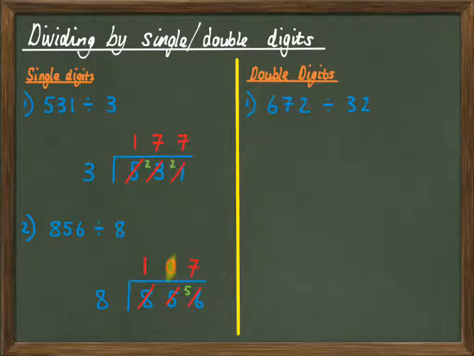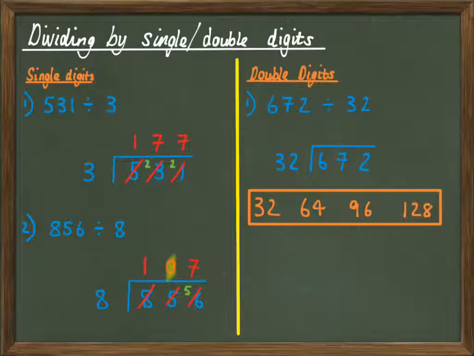Double digits, you treat it the same way. The only way that it's more difficult really is because of the fact that we don't learn our 32 times tables like we would our 3 times table or our 8 times table. Same thing again, 32 on the outside, 672 on the inside. Does 32 go into 6? No, it doesn't. So you put a 0 over the top, carry the 6.